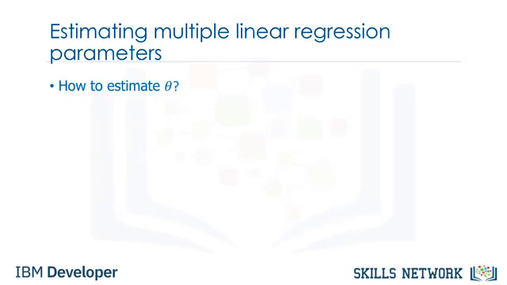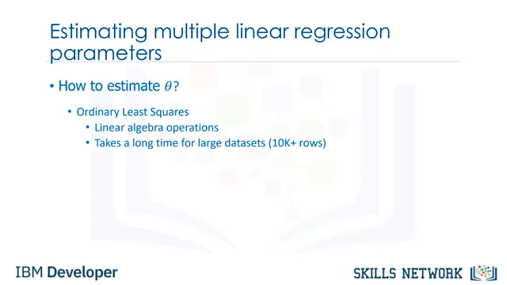But how? How do we find the parameters or coefficients for multiple linear regression? There are many ways to estimate the value of these coefficients. However, the most common methods are the ordinary least squares and optimization approach. Ordinary least squares tries to estimate the values of the coefficients by minimizing the mean square error. This approach uses the data as a matrix and uses linear algebra operations to estimate the optimal values for the theta.